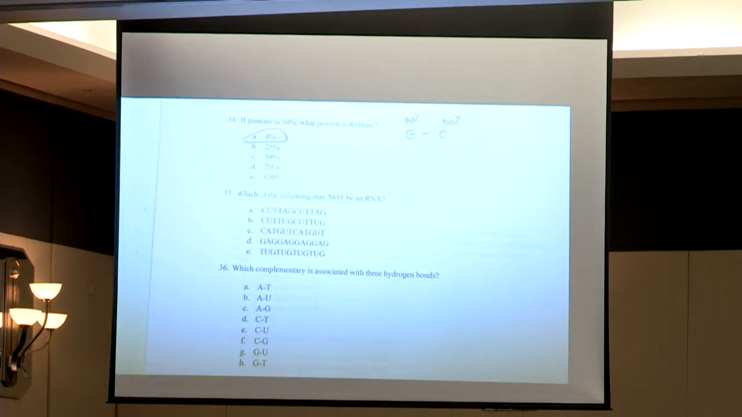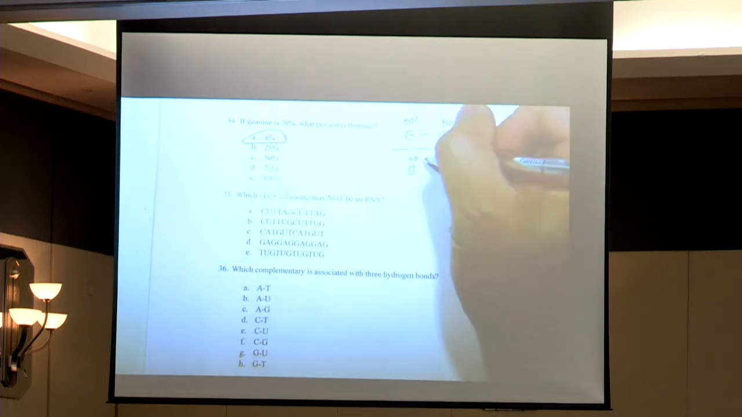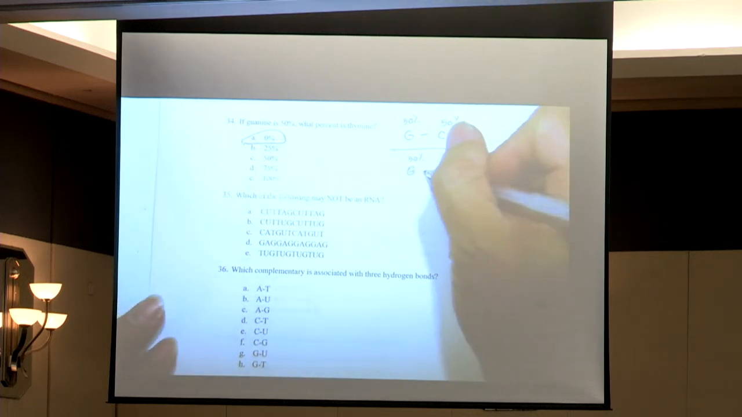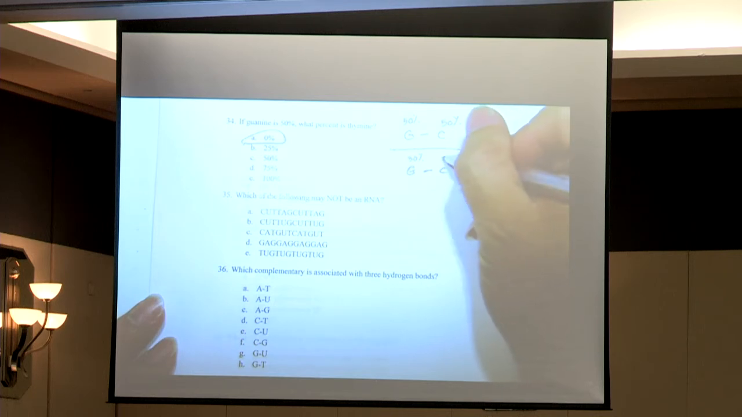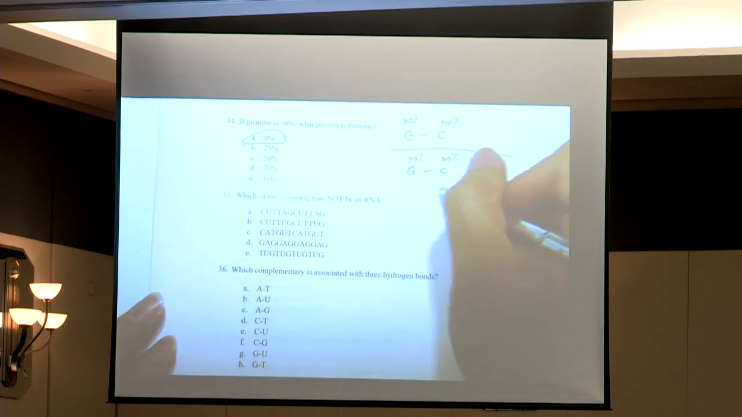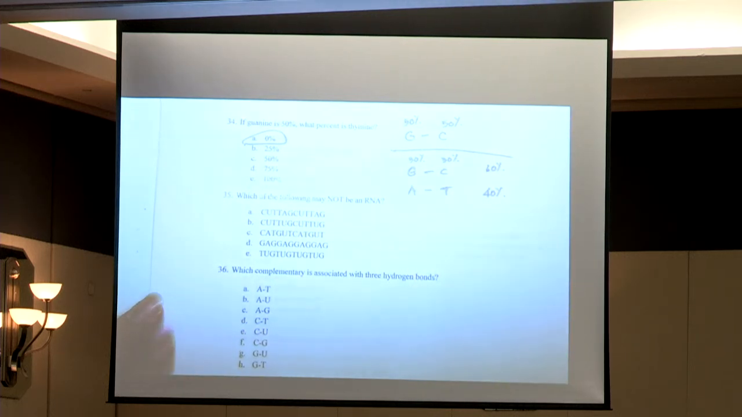So we can do the same thing with other values. Let's say, for example, we have guanine of 30%, right? Same question, what percent is thymine? So you can go with 30% for cytosine. That's already 60%, so what you have left is 40%, right? This 40% has to be split between A and T. As simple as that, okay?